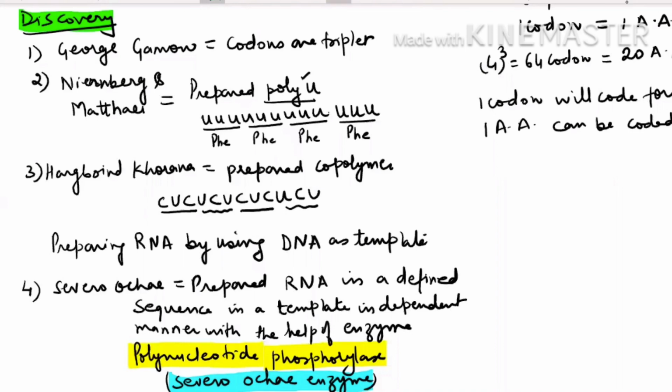But the problem is that both of them were preparing the RNA by using DNA as a template. So Severo Ochoa said, let us prepare the RNA without DNA. He prepared RNA in a template independent manner. So we can say Severo Ochoa did in vitro synthesis of RNA without using any DNA. The enzyme that he used is polynucleotide phosphorylase, which is also known as the Severo Ochoa enzyme. I hope up till here the topic is clear.